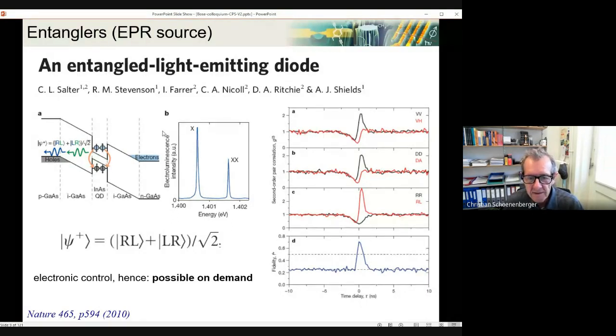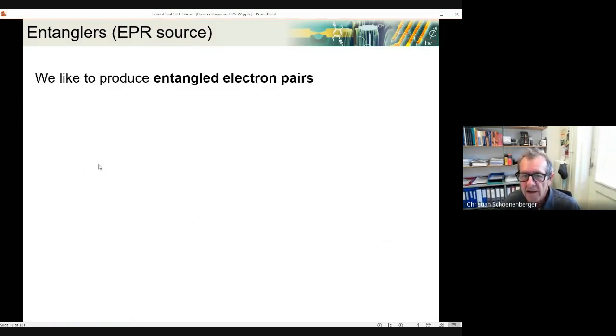Interestingly, in such systems, in semiconductor quantum well structures, you can also do this on demand, because you can fill this kind of dot in the middle by gate control, and in this way you can generate the entangled photon pair just by push button on demand when you need it.